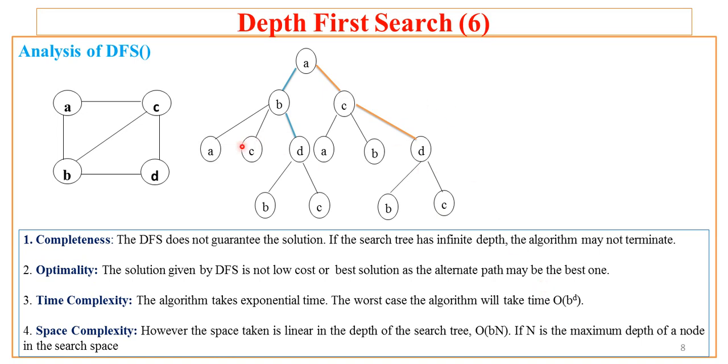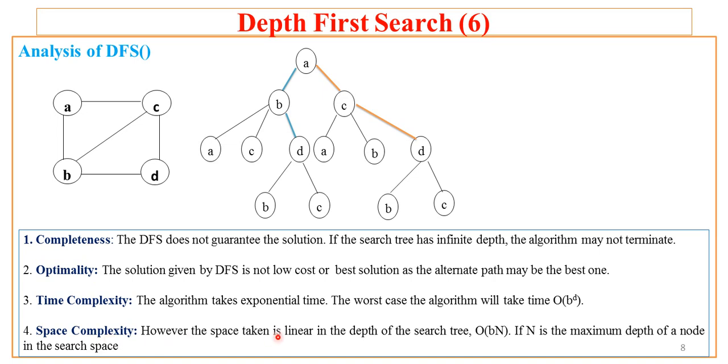So here it is exponential. For a smaller graph or smaller state space, big O of b raised to power d is not a large value, but for a larger state space it is exponential. So it takes a lot of time, exponential time.